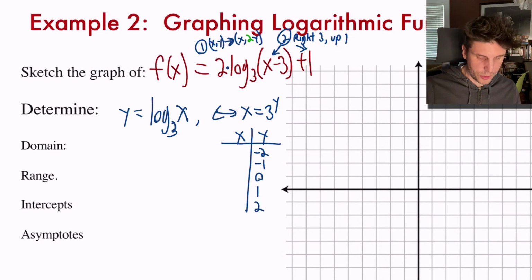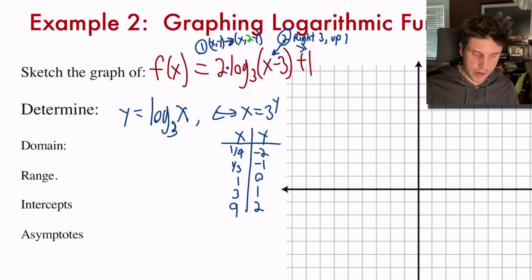0, 1, 2, right? And if y were to equal -2, x would equal 1/9. If y equaled -1, x would be 1/3. If y equals 0, x is 1. If y is 1, x is 3. And if y is 2, x is 9. Which totally makes sense. Should sound a little bit familiar.